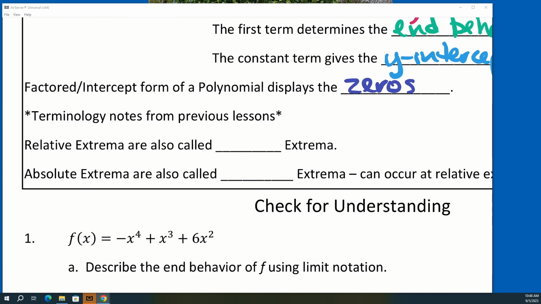All right, and then I have a little terminology note. A few lessons ago, we talked about relative extrema and absolute extrema. There are other words that sometimes they use in place of those. So I just want you to see them both. I'll try to use them both. But relative extrema are also called local extrema. And then the absolute extrema are called global extrema.